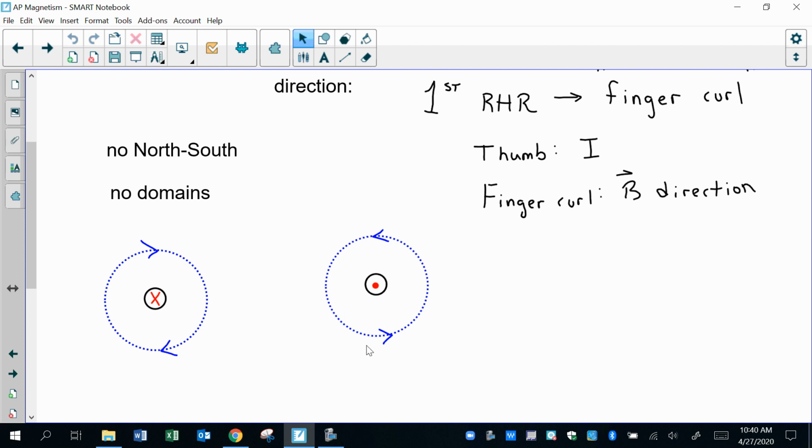So we have our first right-hand rule. Know what the shape looks like and simply use your finger curl for the direction. You know you're going to get a circle. The question is clockwise or counterclockwise. Use your right hand, you'll get an answer.